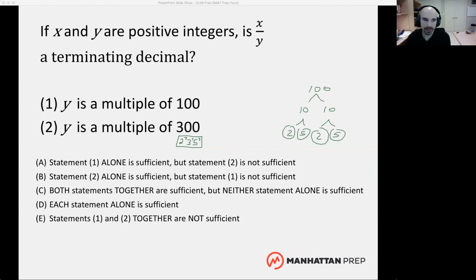All right, I'm seeing some great comments in the chat, but I think what many of you are failing to consider is that statement 1 allows for y to be 300. I don't know what y is. They're not saying y is 100. Y could be 300. And then what? Does that change anybody's answer?